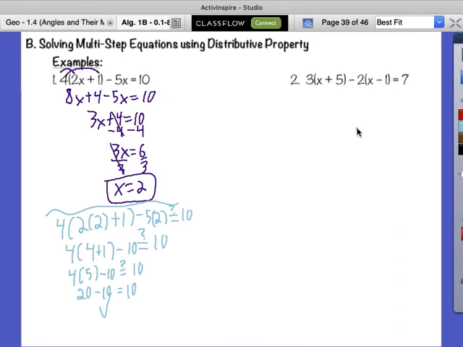You distribute 3 times x plus 5. Okay, and so 3 times x is 3x, and then 3 times 5 is 15. Way to use that word distribute as well.